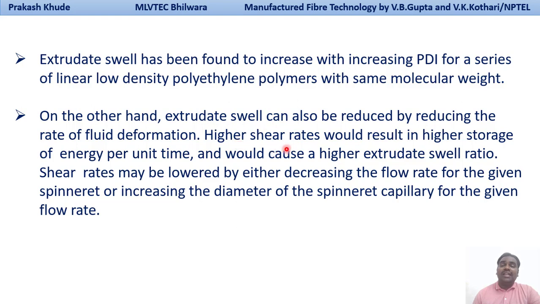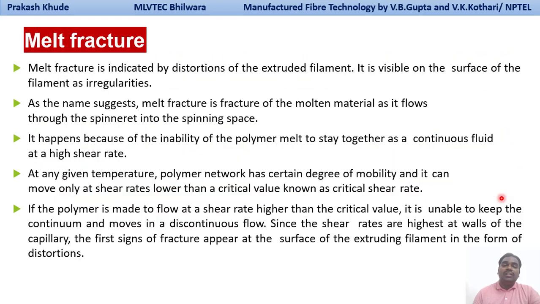A higher shear rate results in higher stored energy per unit time, which causes a higher extrudate swell ratio. The shear rate can be lowered either by decreasing the flow rate for a given spinneret, or by increasing the diameter of the spinneret capillary for a given flow rate. So these are the conditions by which we can reduce the extrudate swell or die swell.